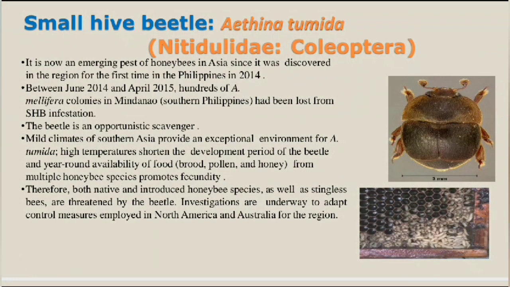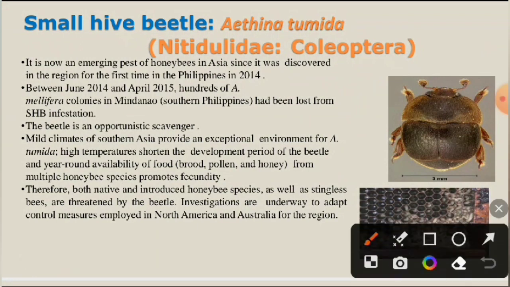Now let us discuss about the small hive beetles. Scientific name is Aethina tumida from the family Nitidulidae and order Coleoptera। जो Nitidulidae होते हैं, ये insects majorly they are scavengers, even dead bodies पे भी ये insects पाए जाते हैं.